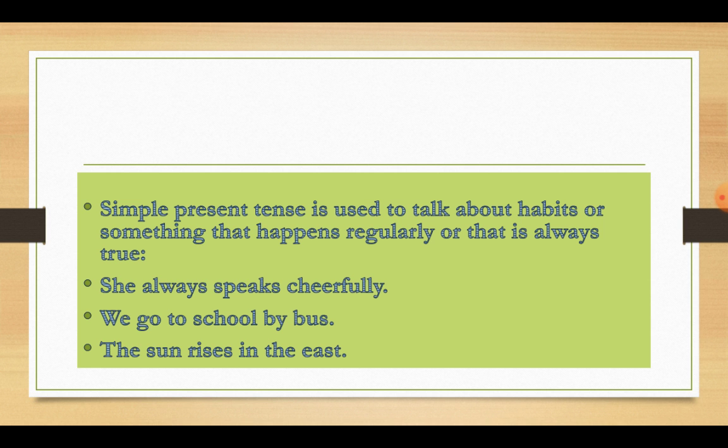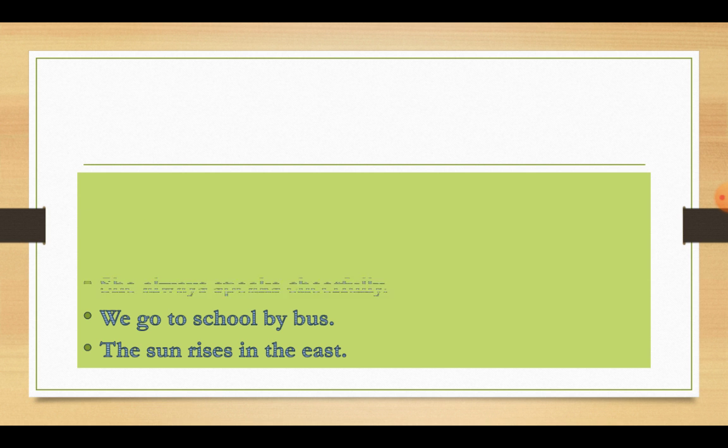The sun rises in the east. This is something which is always true. Sun will never rise from the west. So this is something we say always true. Rises is the first form of verb. So what did we do? She always speaks cheerfully. We go to school by bus and the sun rises in the east.